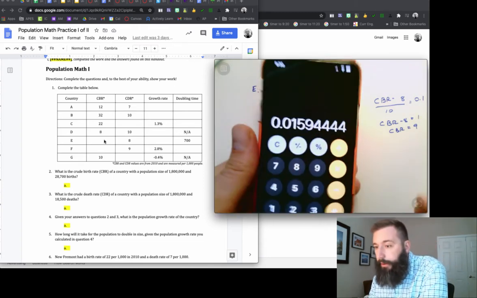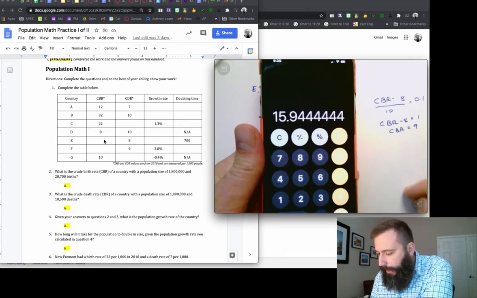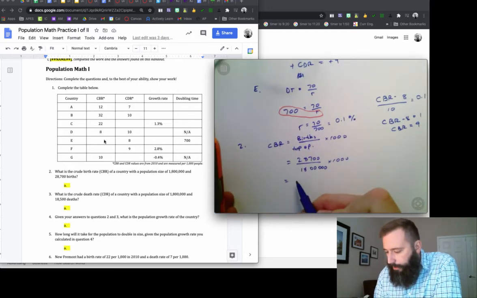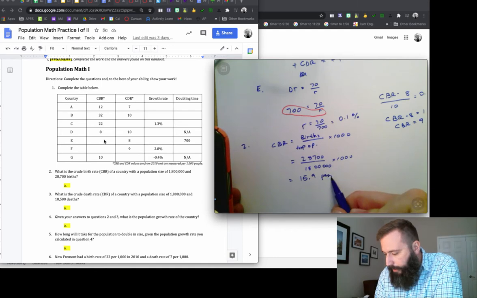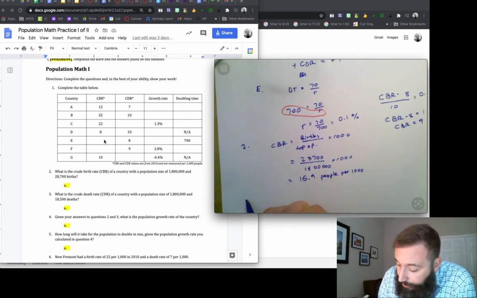All right, look, that doesn't look like an answer. I multiply it by 1,000, and now it's about 15.9 individuals per 1,000. 15.9 people per 1,000. Question 3 is very similar to question 2.